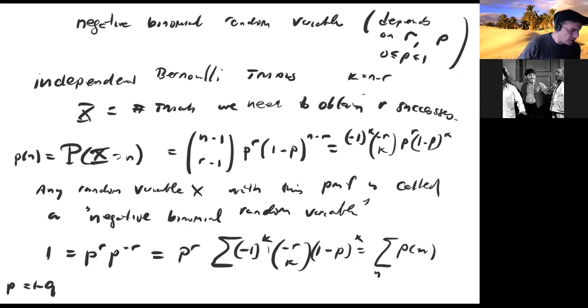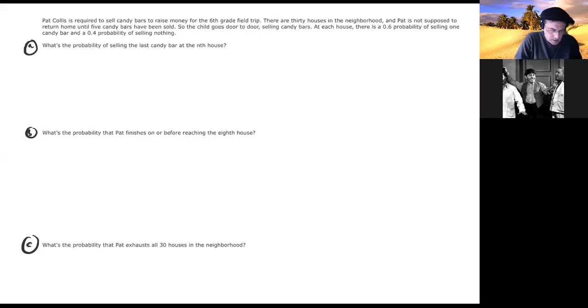Okay, so I'm going to do a problem now. I got this off the internet, it's not from the text. Pat Collis is required to sell candy bars to raise money for the 6th grade field trip. There are 30 houses in the neighborhood, and Pat is not supposed to return home until 5 candy bars have been sold. So the child goes door to door, selling candy bars. At each house, there's a 0.6 probability of selling 1 candy bar and a 0.4 probability of selling nothing. So what is the probability in part A of selling the last candy bar at the nth house?